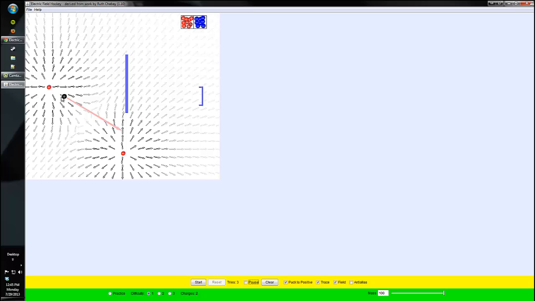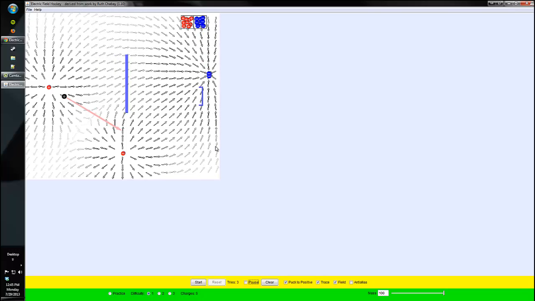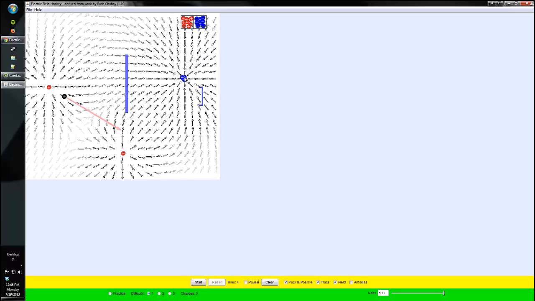But I know that the positive puck is attracted to negative, so what if I put a bunch of negatives back here? No, that's not enough. What if I move them over here? Okay, so now you can start to think through forces.